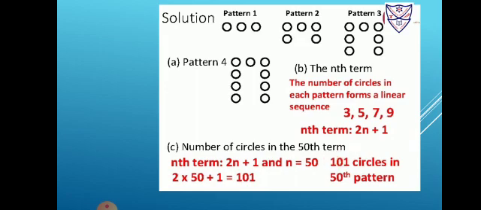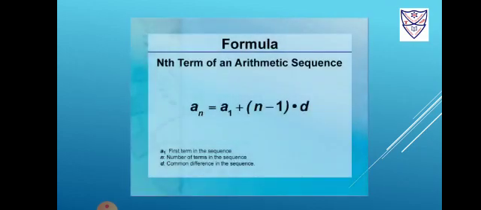Now which formula is used to find the nth term of a pattern? Here the nth term of an arithmetic sequence is a_n equals a_1 plus (n minus 1) into d. Means what, students? Here a_1 is the first term of this pattern, and the nth term is what we have to find. d is the common difference. So in the earlier slide the common difference was 2, and 2n plus 1 we get as the nth term.